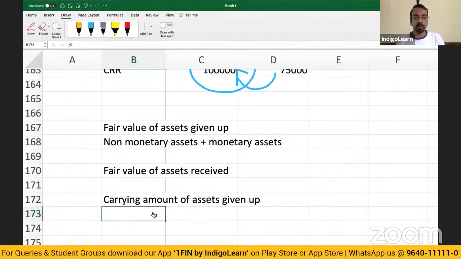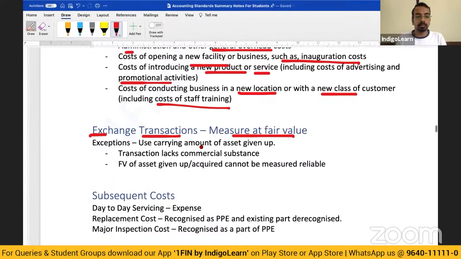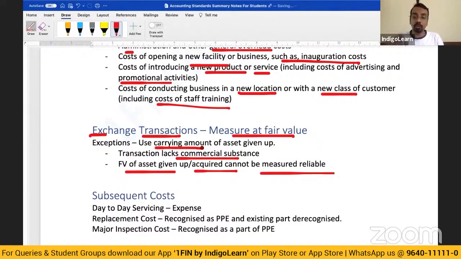Are we clear? So, if the transaction lacks commercial substance or the fair value of the asset given up and acquired cannot be measured reliably, then in that case, you will use the carrying amount of the asset given up. Otherwise, you will use the fair value of the asset given up. Are we clear?